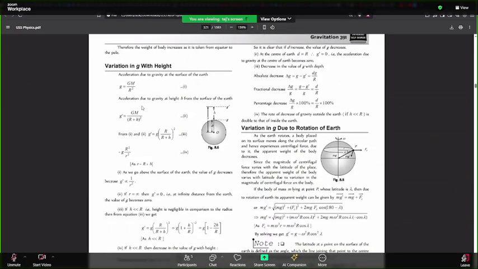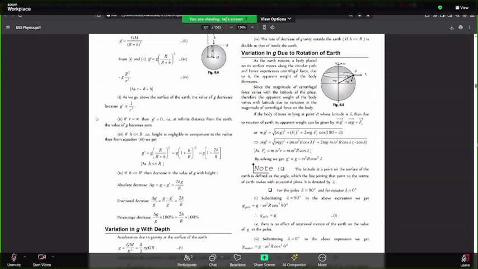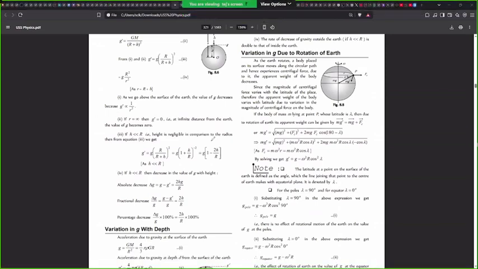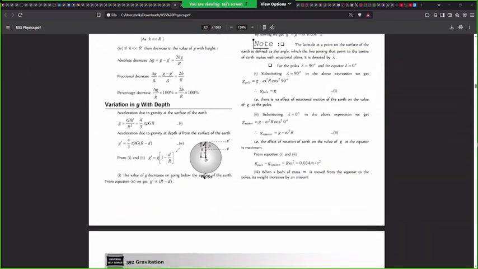Variation of g with height. This also was a derivation in your 11th standard, but obviously we will not be deriving it. This is the formula here. I go through it. Once you finish with height, you have no choice but to go with depth as well. Here, look, the depth part is here.